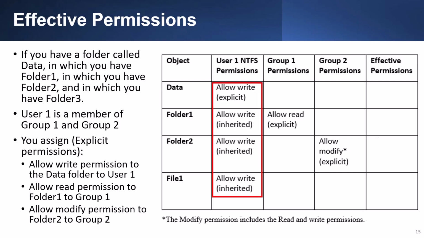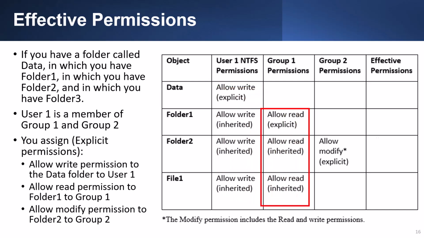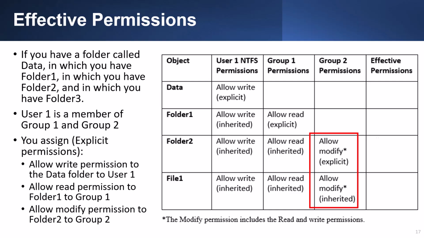For user 1, specifically, data has the allow write permission explicitly given, which means that the write permission will flow down to folder 1, folder 2, and file 1. Since group 1 had the allow read permission explicitly assigned to folder 1, for group 1, the allow read permission will flow down to folder 2, which flows down to file 1. Since group 2 was assigned the allow modify permission to folder 2, for group 2, the allow modify permission will flow down to file 1.